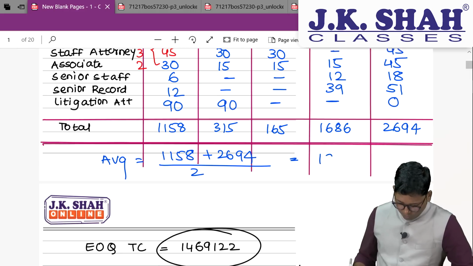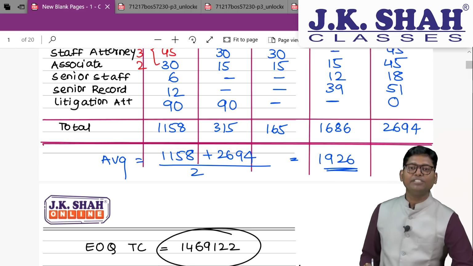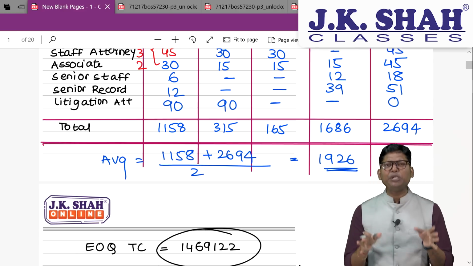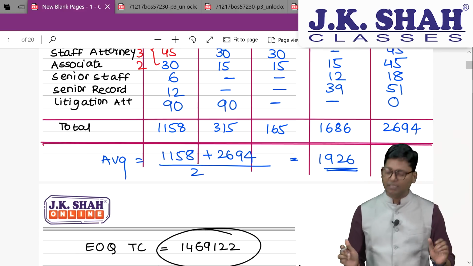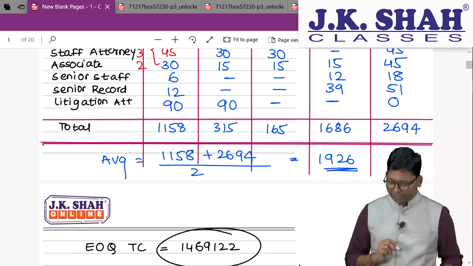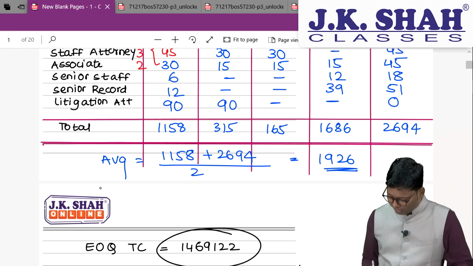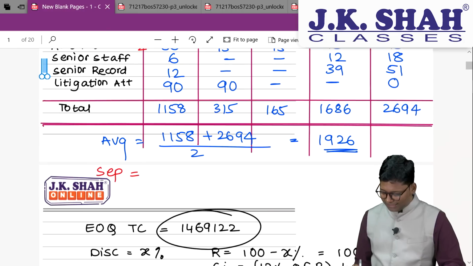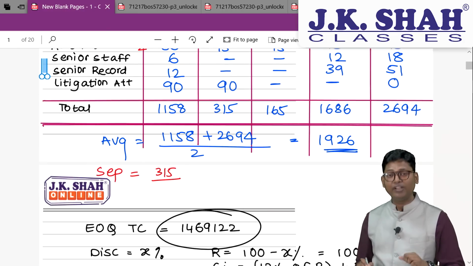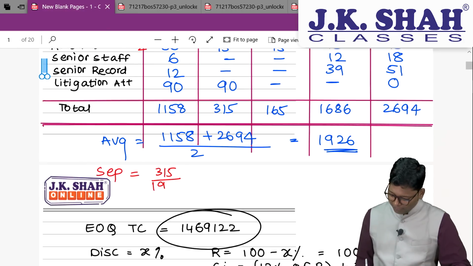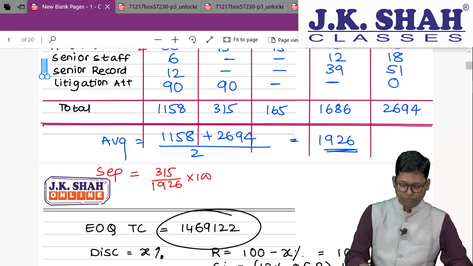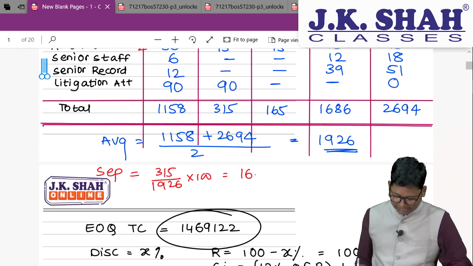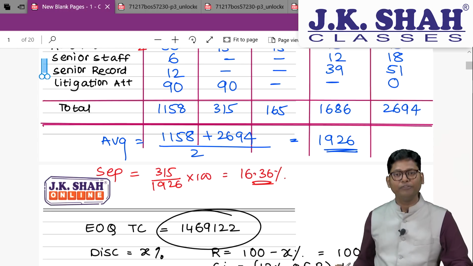You are going to get 1926 employees average figure. Why is calculation of average required? Whatever method you are using, separation method, replacement method, flux method, you have to divide each and every calculation by the average number of workers. As far as separation is concerned, how many workers left your organization? 315. So 315 workers got separated out of 1926 workers in a year. So 315 divided by 1926, when you calculate percentage, you will be getting 16.36% approximately, rounded off figure, correct?